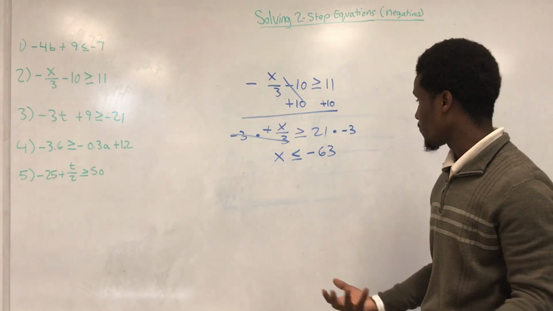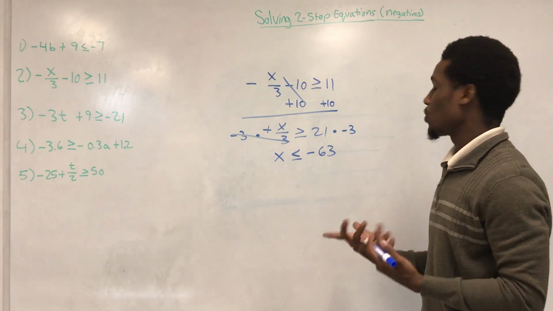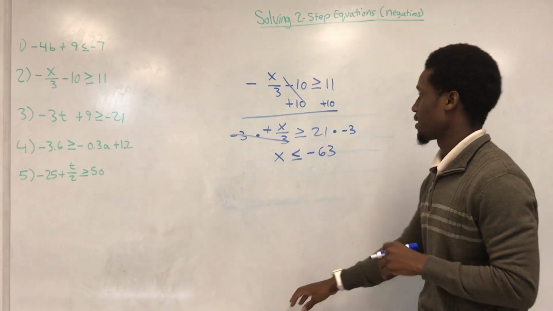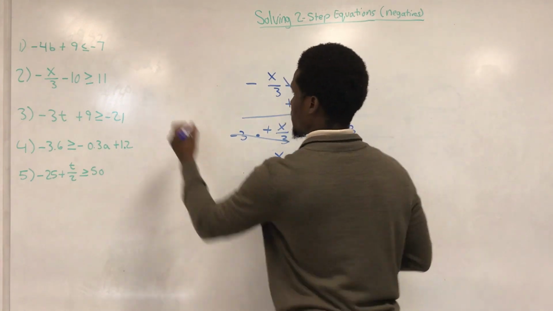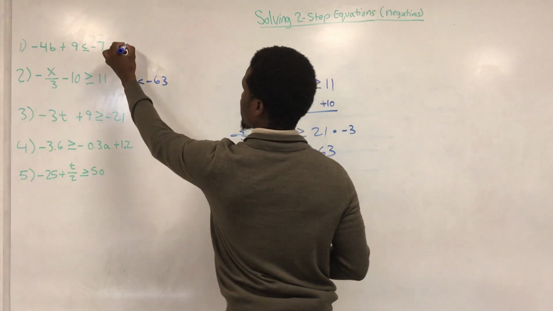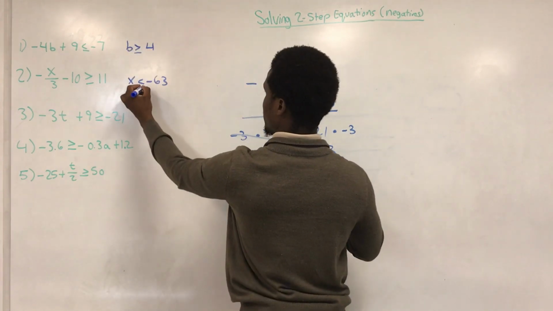It could be negative 64. It could be negative 63 as well because it's less than or equal. Or it could be negative 70. It does not matter as long as x is less than or equal to negative 63. Let me go ahead and put that: x is less than or equal to negative 63. And then b is greater than or equal to 4. Okay.